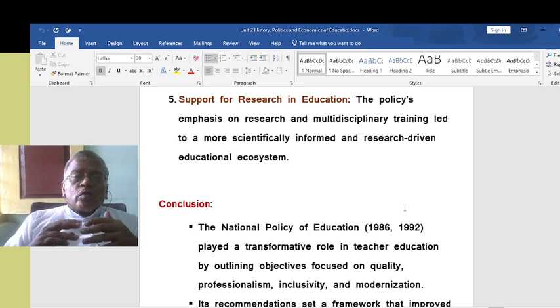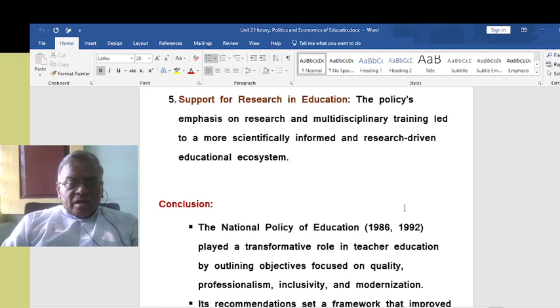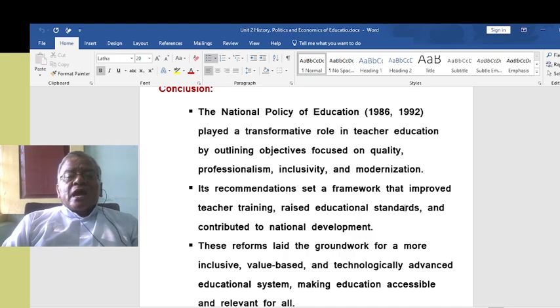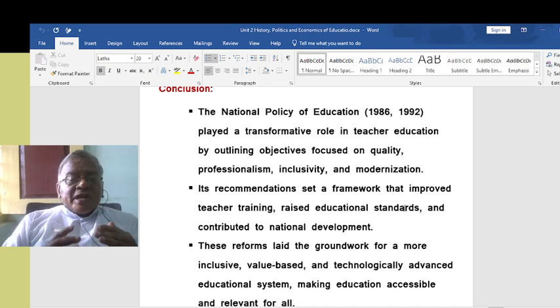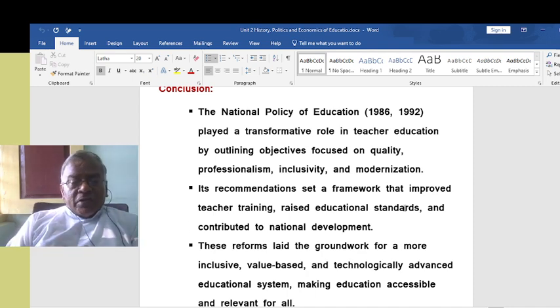So, what we could give as concluding remarks. The National Policy of Education 1986-1992 played a transformative role in teacher education by outlining objectives focused on quality, professionalism, inclusivity and modernization. The recommendations set a framework that improved teacher training, raised educational standards and contributed to national development.